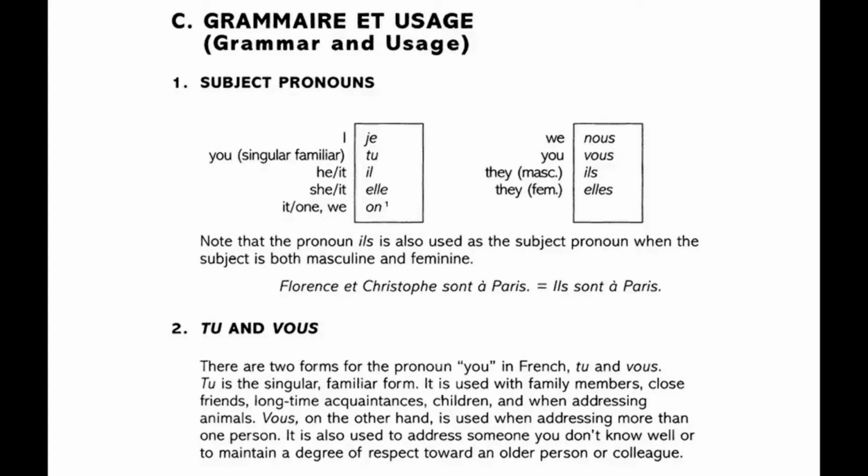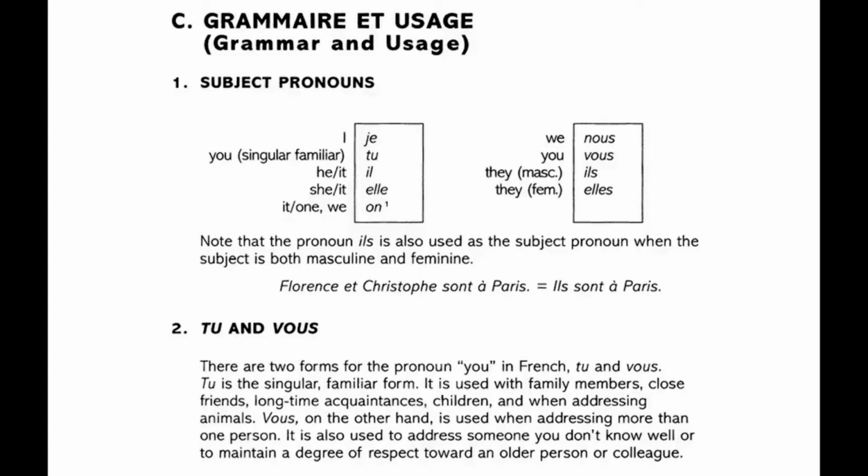I'm going to teach you the grammar of the first chapter. So there are subject pronouns. Je, then tu. Tu is informal, for a family member, singular, familiar, informal. Then il is he or it, elle is she or it. There is also on, which means one, or it, or sometimes we. It depends on the context. In the coming chapters I will explain on.